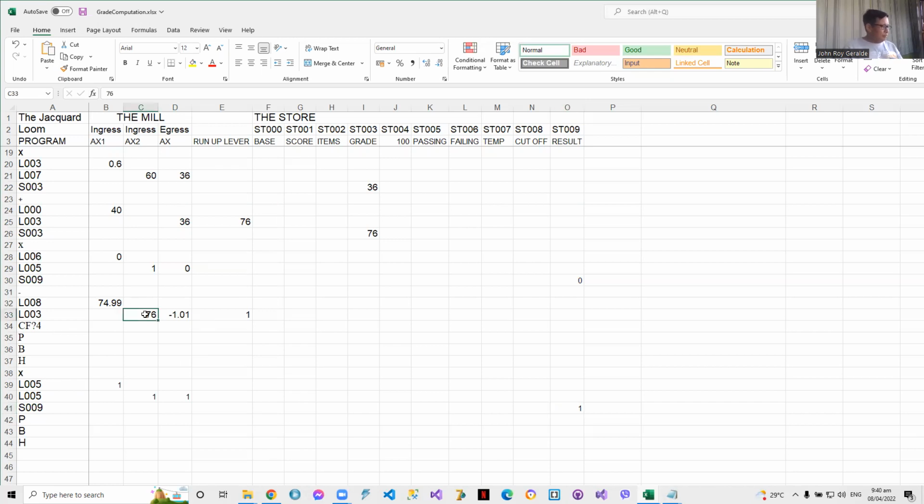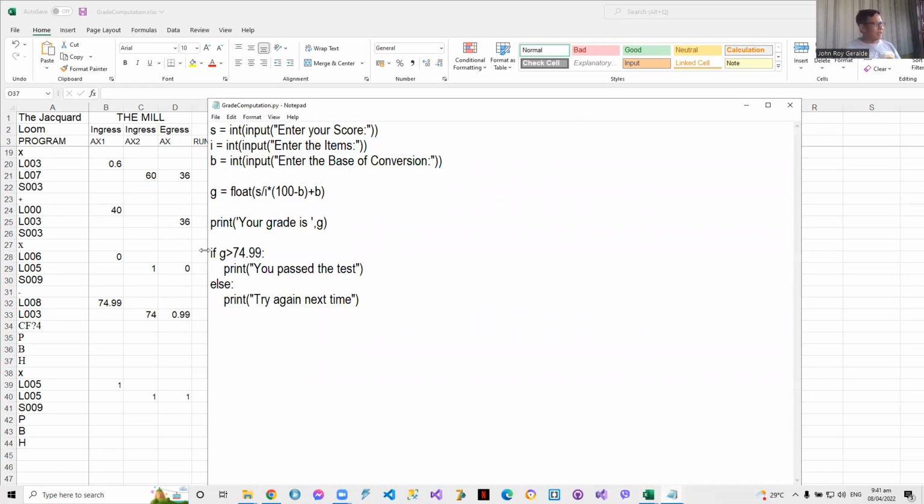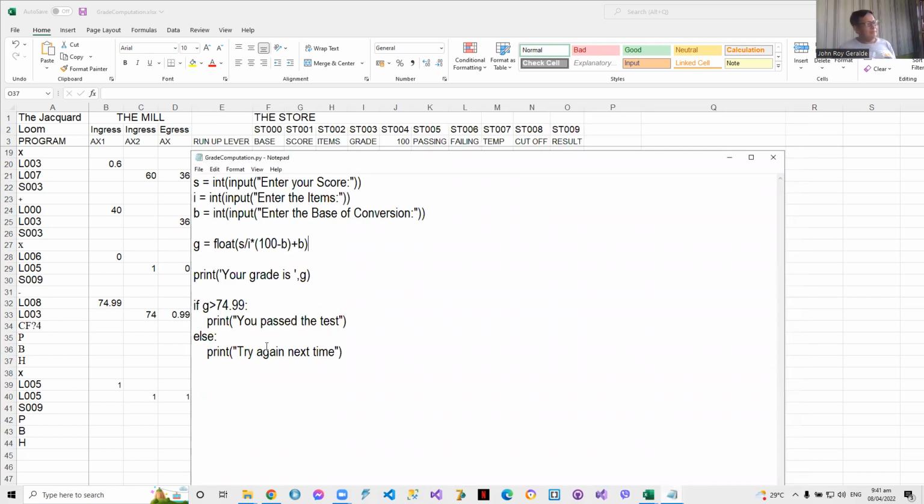Now, if this were 74, okay, this will be a 0, the run-up lever. So therefore, this will not skip, but it will just do a print. They follow, which means that the grade was really a failing grade. They follow. So which is the same in our grade computation program, like this? Parang if then else. This part is the part which is the if then else.